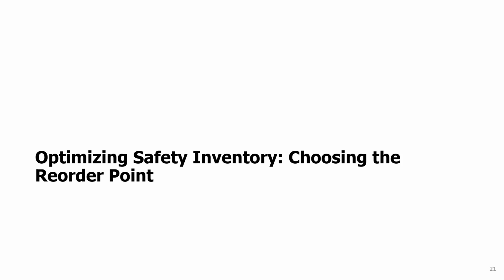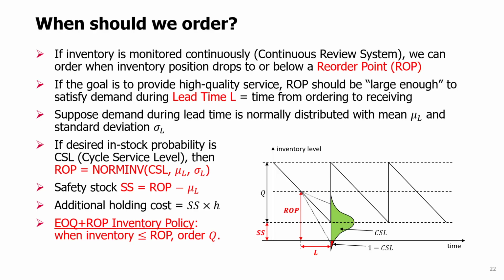Optimizing safety inventory, choosing the reorder point. We consider the cycle inventory, and now we will move to the management of safety inventory. Now, the management of safety inventory basically answers the question, when should we order the additional quantity? So we're going to consider this in the context of the delivered quantity, where we have replenishment that is instantaneous.